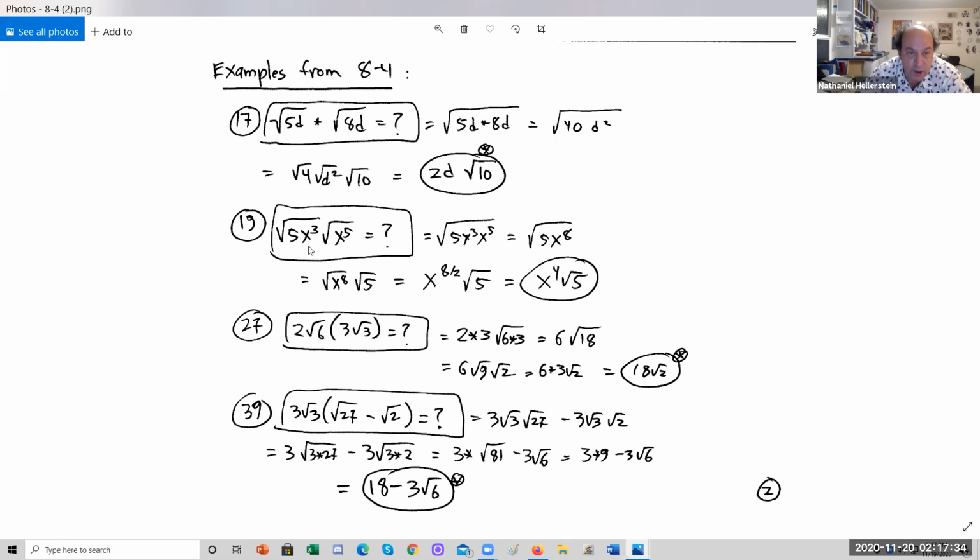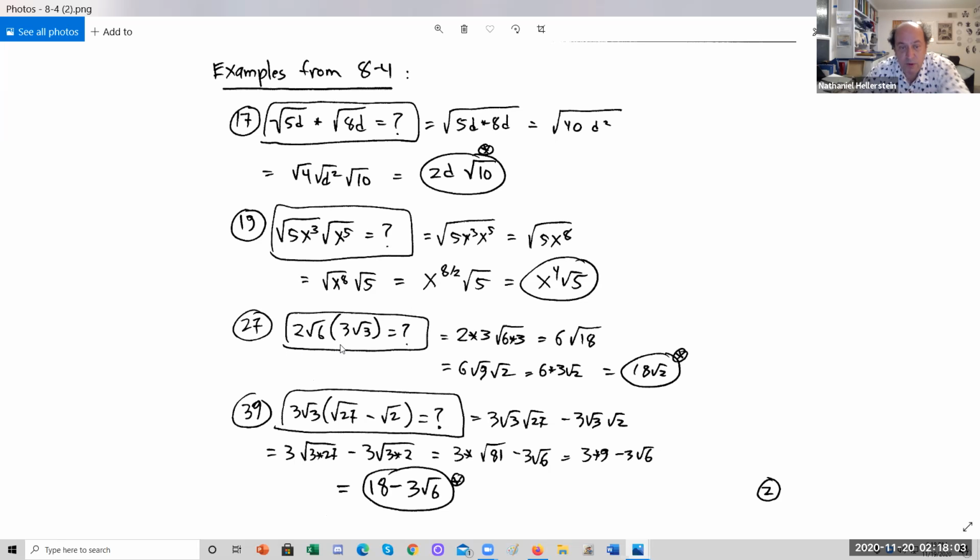Here we have root 5x cubed times root x to the 5th. Well, it's the root of their product, 5x cubed times x to the 5th. That's the root of 5x to the 8th. 5 is a prime, it has no square factors. x to the 8th, well, that's the square of x to the 4th, so we pull it out. Root of x to the 8th, root 5. The square root of a power is x to half that power, 8 halves. So you get x to the 4th, root 5.